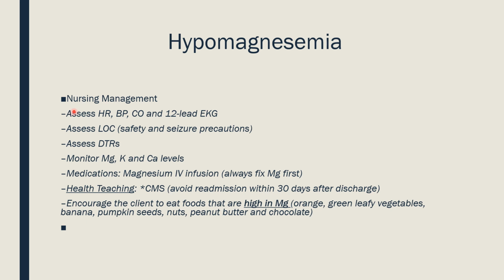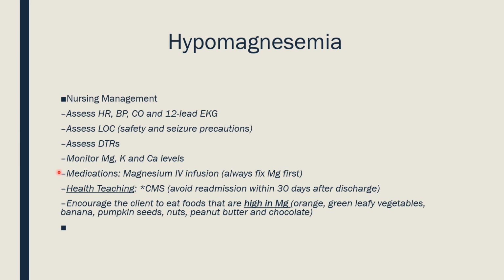Nursing management. So again, we're very, very concerned with cardiac. So you want to check the heart rate, blood pressure, 12-lead EKG. They are at risk for seizures, so you want to make sure you assess their level of consciousness and provide safety and assess their deep tendon reflexes. Now, when magnesium is low, make sure you check also the other electrolytes, especially potassium and calcium, because when magnesium is abnormal, it tends to affect also the potassium and the calcium level.